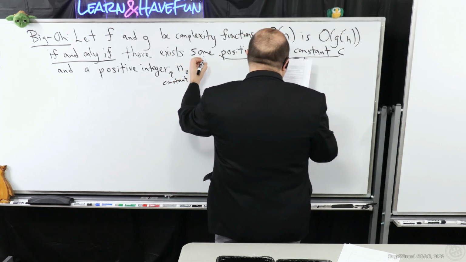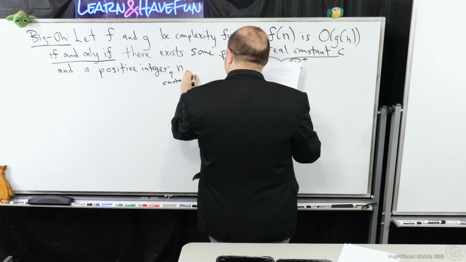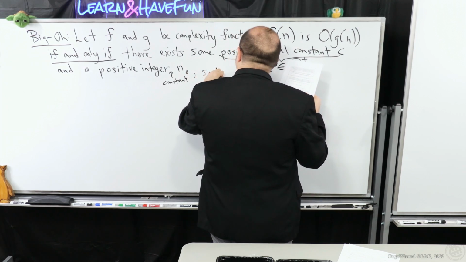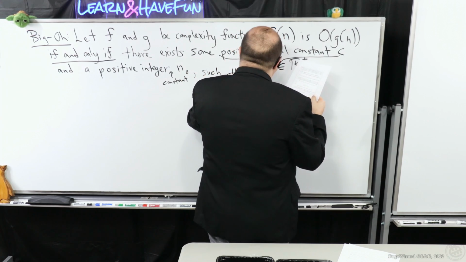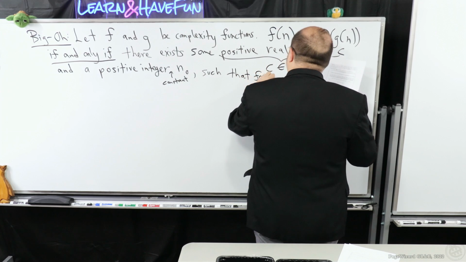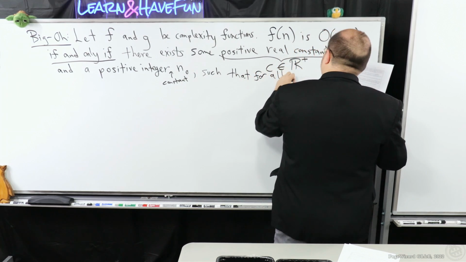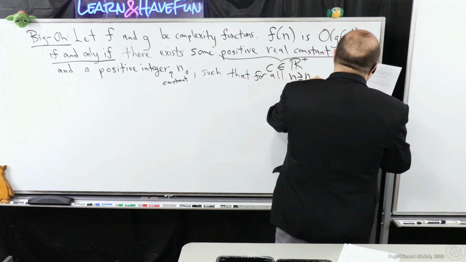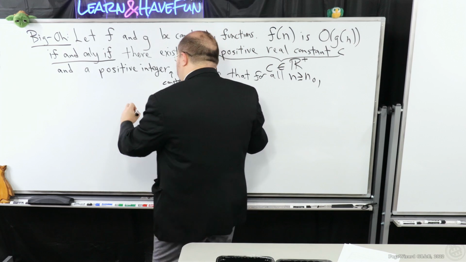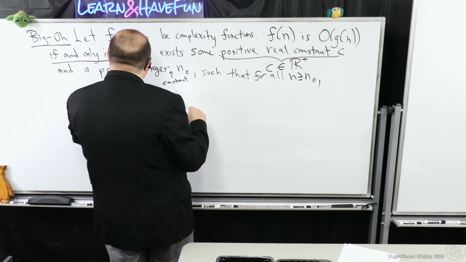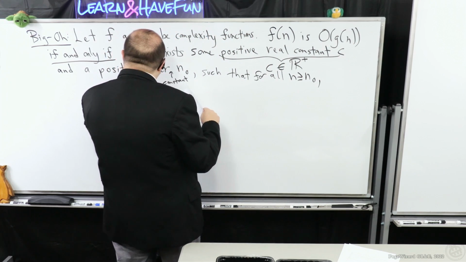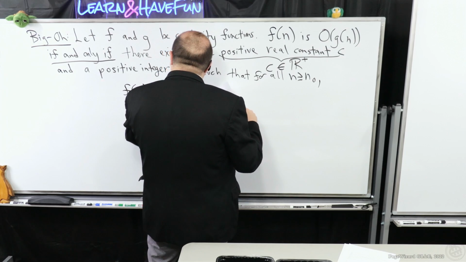So, such that for all n greater or equal to n0, it has to be that the following inequality holds. So f of n is less than or equal to c times g of n.